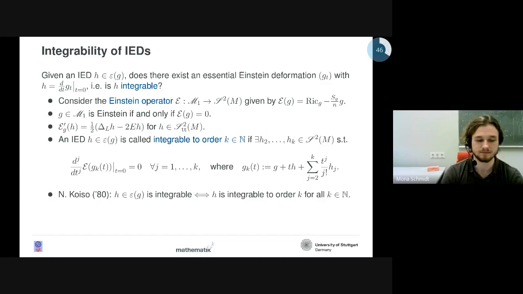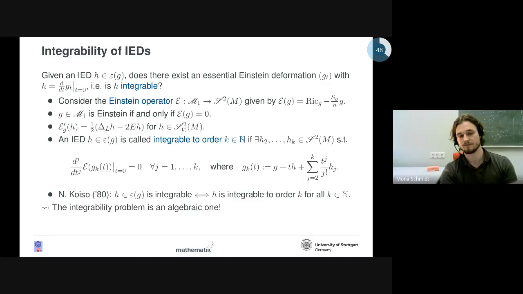And what Koiso showed is also that some IED is integrable into a curve, into an essential Einstein deformation, if and only if it is integrable to all orders. So meaning that there are no analytic problems. This problem is purely algebraic. So all we have to do, well, it's a bit of an understatement, but we have to check all these obstruction polynomials. So this here is a polynomial in h and h_2 and so on.